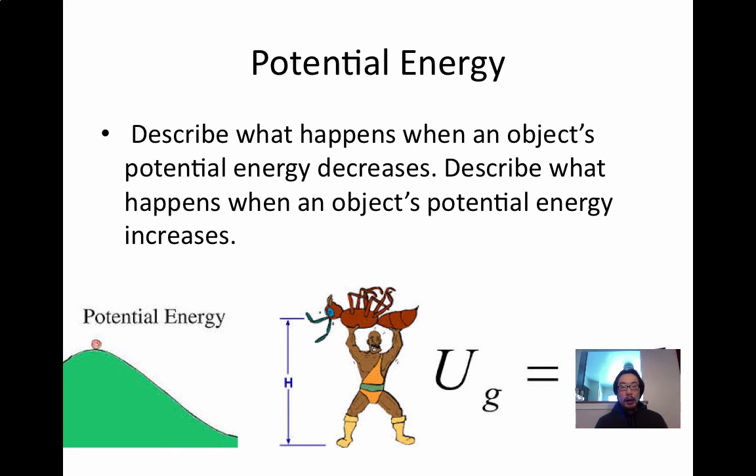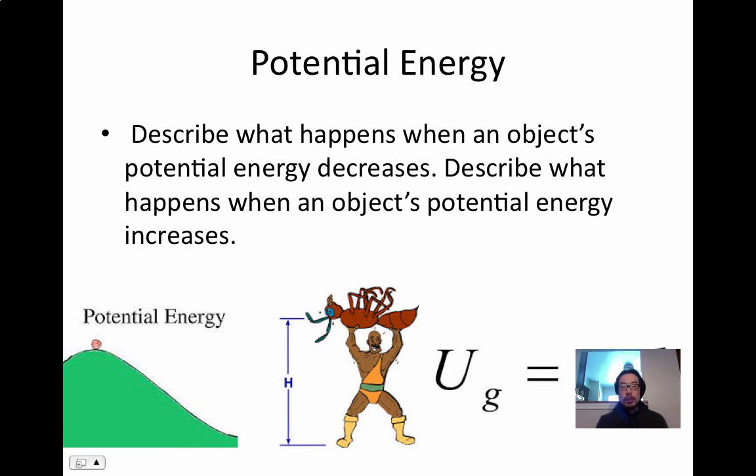Describe what happens when an object's potential energy increases. So in order to increase potential energy, you have to increase the height, right? Now I want you to take a look at this picture here of this muscle man lifting up this ant. When he's lifting up this ant, he is doing work because he's exerting a force up, and the ant is moving up. Remember, same axes, it does work. Different axes, no work.